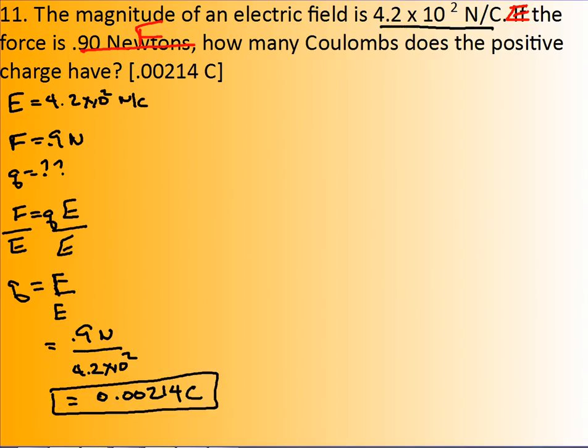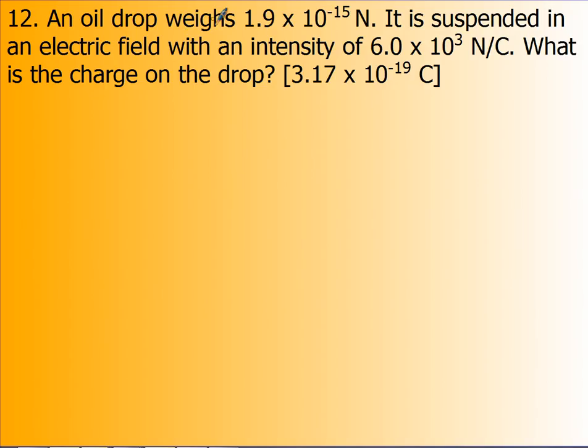Now, I have an oil drop that weighs 1.9 times 10 to the negative 15 newtons. It's suspended in an electric field with an intensity of 6 times 10 to the third newtons per coulomb. What's the charge? Let's draw a free body diagram. We have Fg going down. That's what this is. It weighs. So this is the weight.